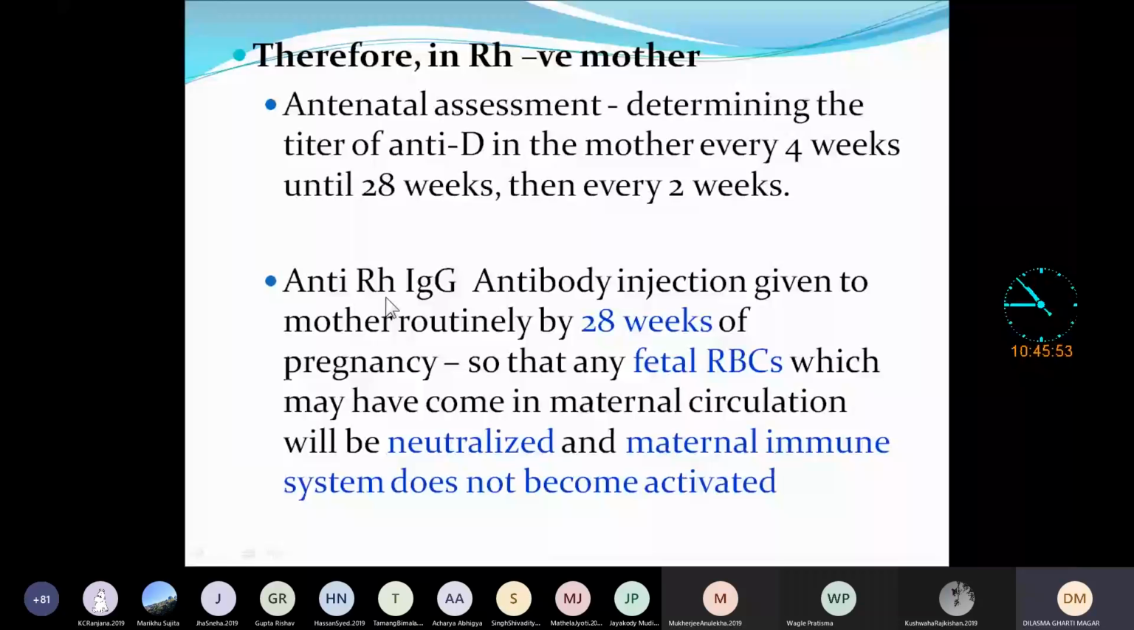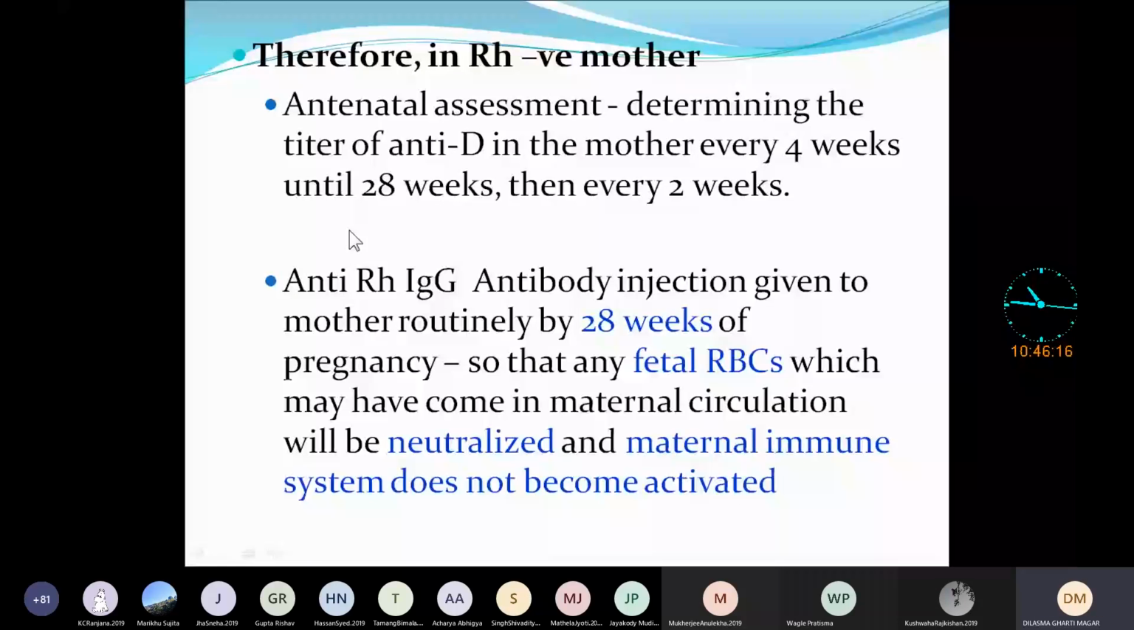So this will attach to the fetal RBC and it will cause the lysis, so that it will not lead to any more formation of the antibodies. Understood here? So it will be neutralized and the maternal immune system does not become activated, or it will not be sensitized.